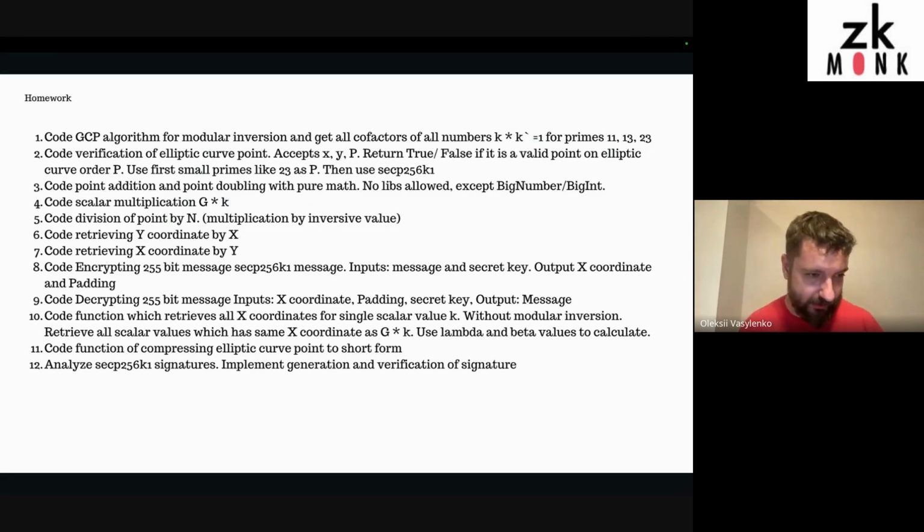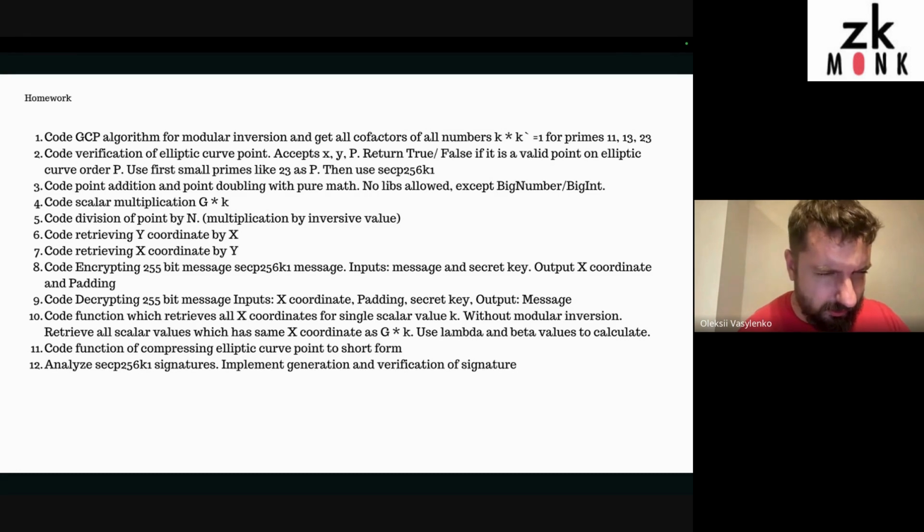When you write it, you will understand how doubling and addition work better, and you will think back about these geometrical examples. Next task, make scalar multiplication, G multiplied by K. So you take the generator point from Bitcoin and write the code which multiplies by any number. The function should accept a key and return a point, and you need to check that it works correctly.